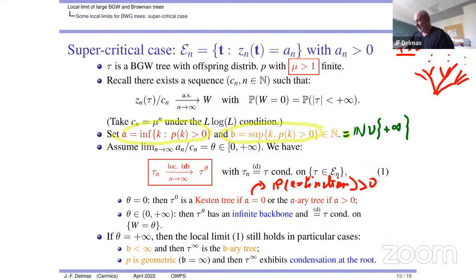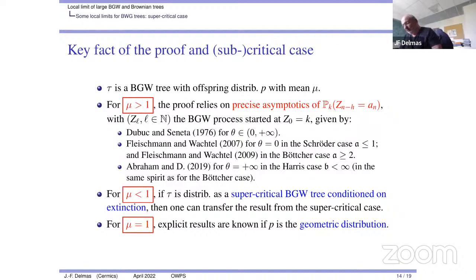Maybe I will present very quickly the kind of result we used for the proof. What we use is the precise asymptotics of the probability for the Galton-Watson process to be equal to a given constant here. And we give the precise asymptotic when n goes to infinity for h and k given. And of course, in case theta is strictly positive and finite, let's go back to the result of Dubuc and Seneta in 76. However, for theta equal to zero, this is a little bit more involved.